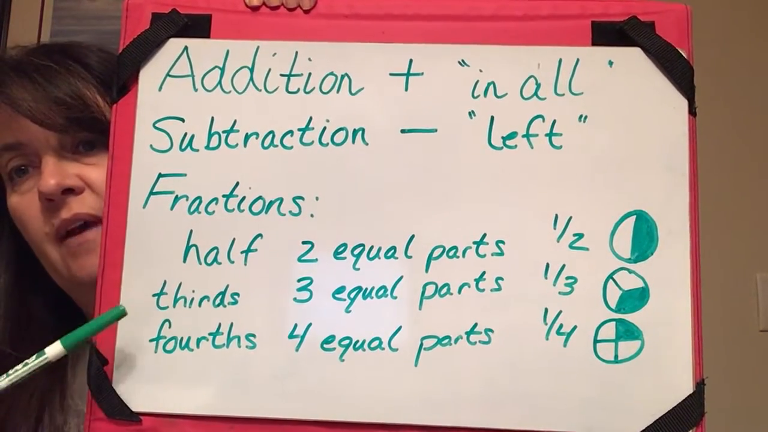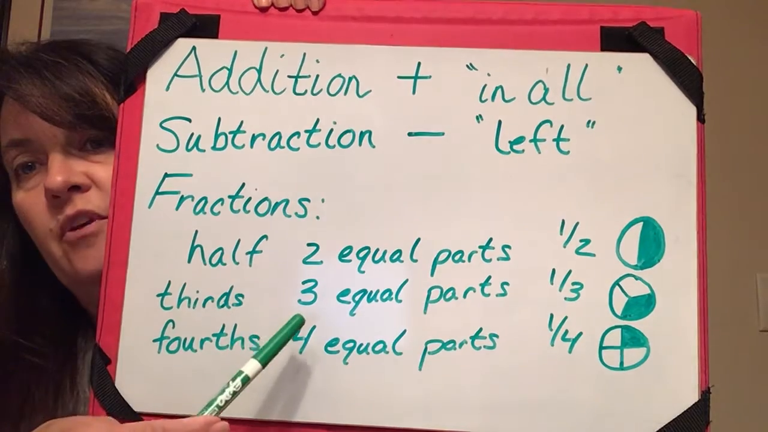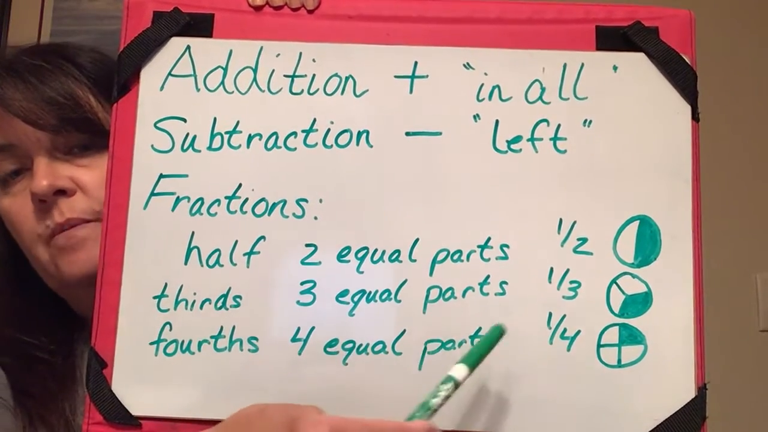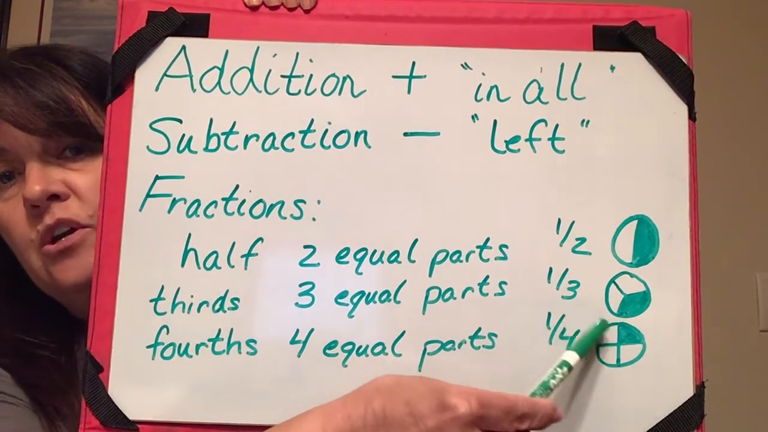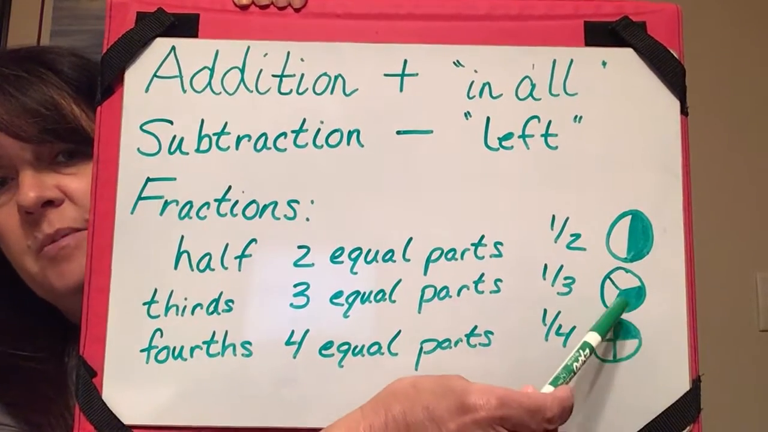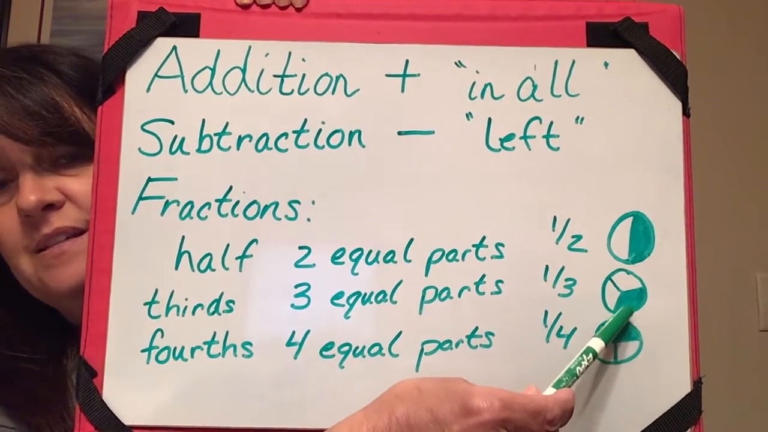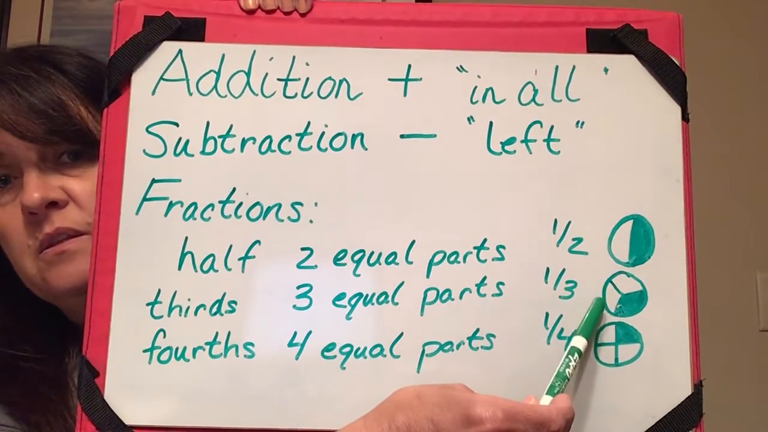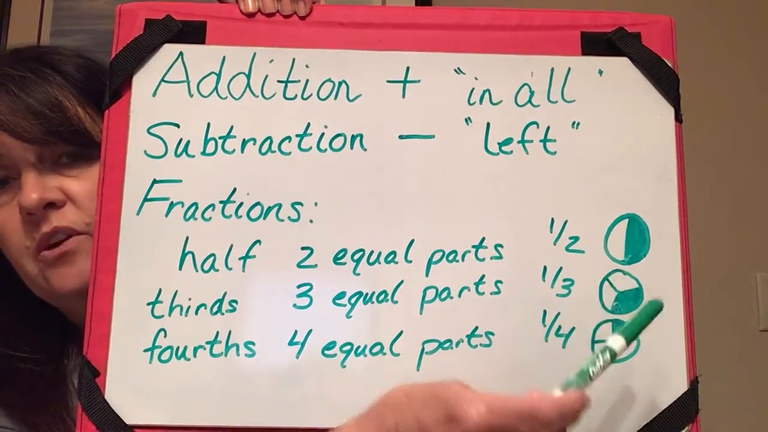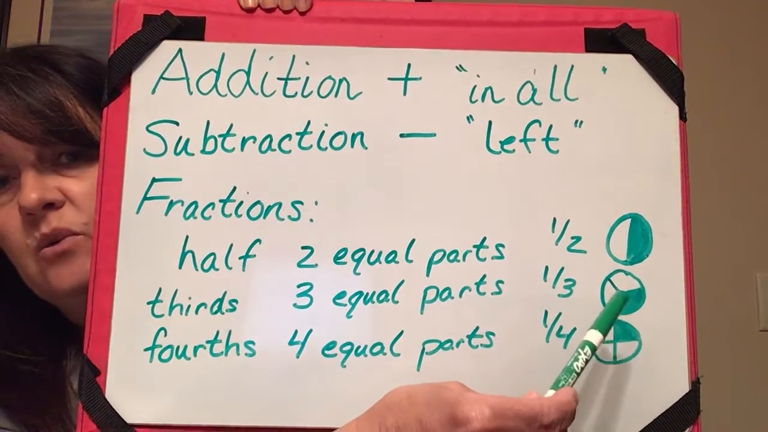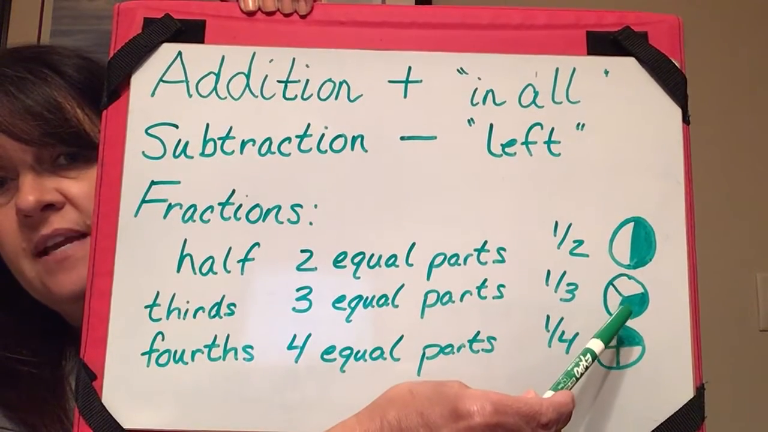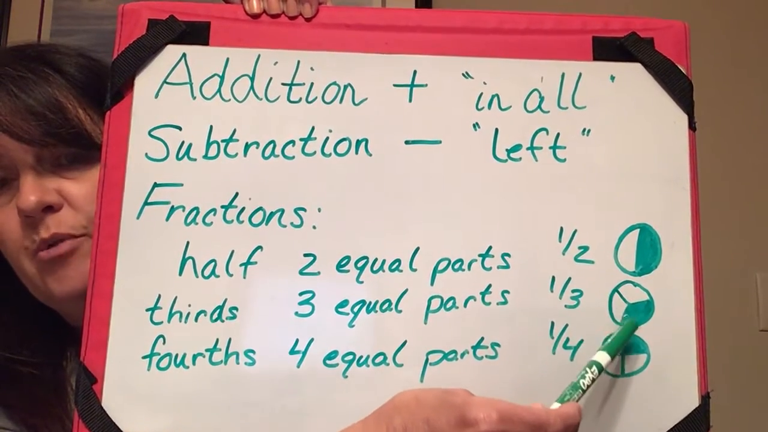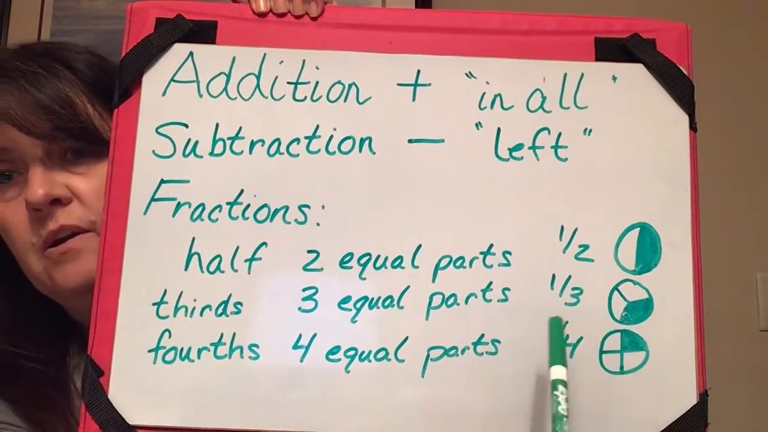So if you have thirds, you have 3 equal parts, and that's 1/3. So in my diagram, it's supposed to be all the same sizes, but we'll pretend it is. So this is 1/3, this is 1/3, and this is 1/3. They're all the same size, and only one of it is shaded. So it's one of the 3 parts is shaded, so it's 1/3.